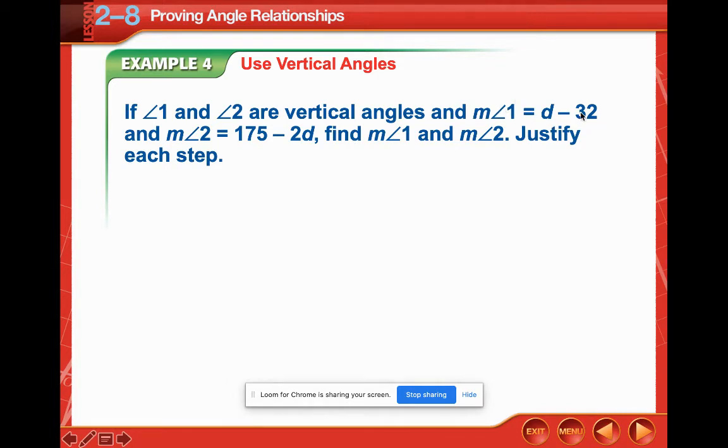Measure of angle 1 is d minus 32. Measure of angle 2 equals 175 minus 2d. Why would anybody ever write it like that? I have no idea. Find the measure of angle 1 and measure of angle 2 just by each step.